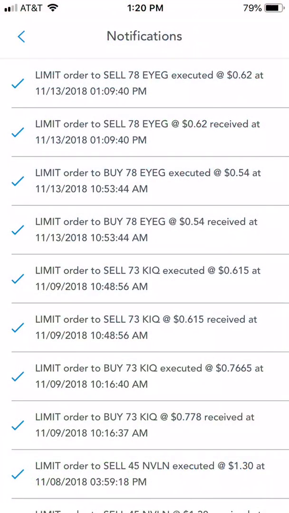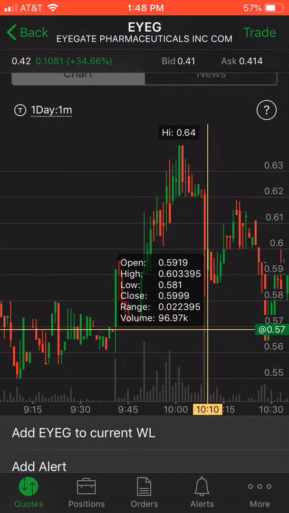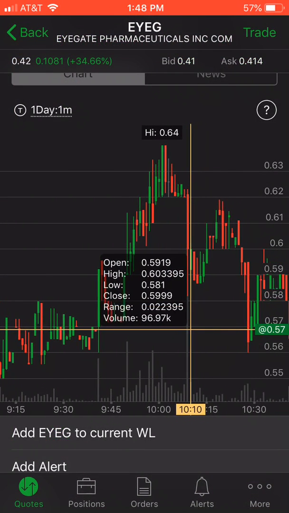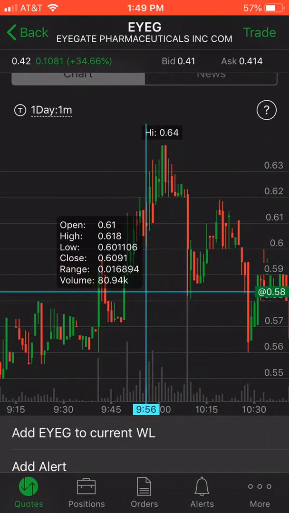So okay, here. 62 cents executed at the top, and then yeah, 1:09. EYEG. And that is what we're looking at. So yeah, I sold right before the big trend shift.